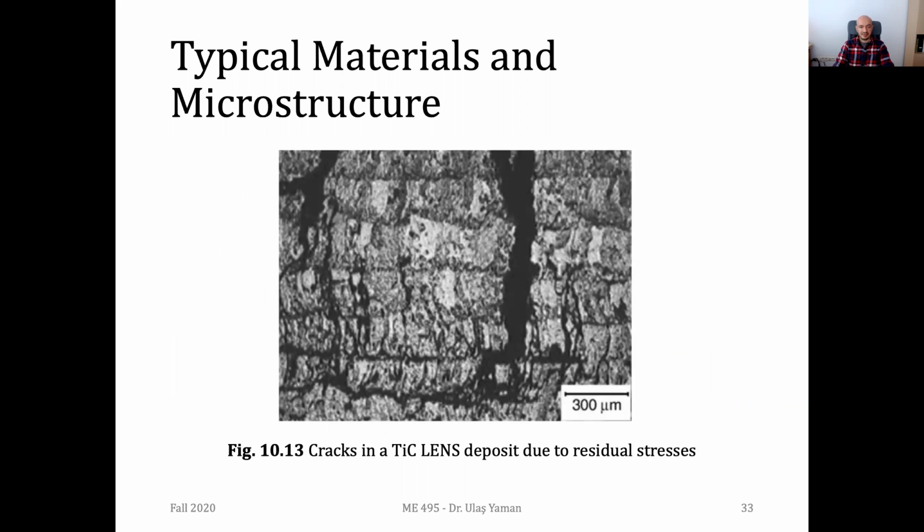And you can see some crack examples. This is titanium carbide, and we can easily see that these parts are cracked. We have another one here, and some micro cracks inside. So these are all due to the residual stresses developed during the solidification stages in our DED system.